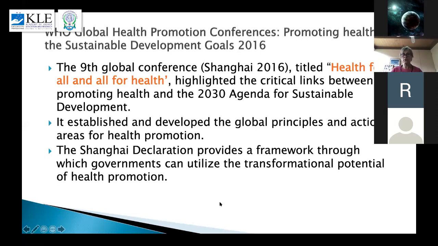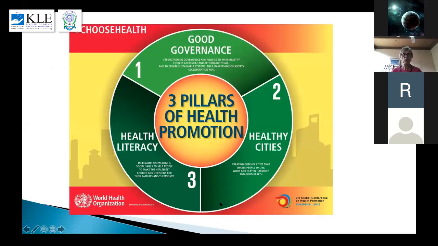And it established and developed the global principles and areas for health promotion, and gives a framework, if you like, through which governments throughout the world can use the transformational processes, if you like, of health promotion. So from that conference, they came up with these three pillars of health promotion. So good governance. So that's looking at things like government rules and regulations, how they look at good roads, good things like housing, etc., to enable a more sustainable society.